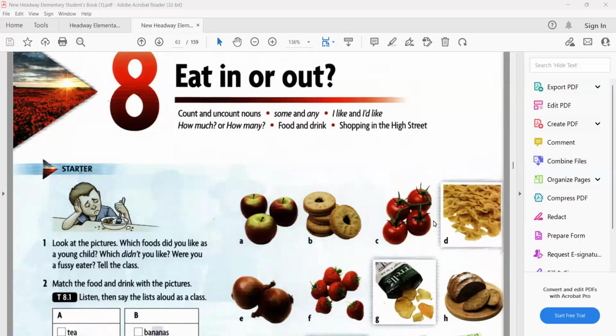Okay, so again, today we're gonna talk about count and uncountable nouns. We're gonna use some and any. We're gonna learn about I like, I'd like, how much or how many. We're gonna learn about food and drinks. We're gonna also do some exercises regarding these things. So let's take, you all can see my screen, I guess.